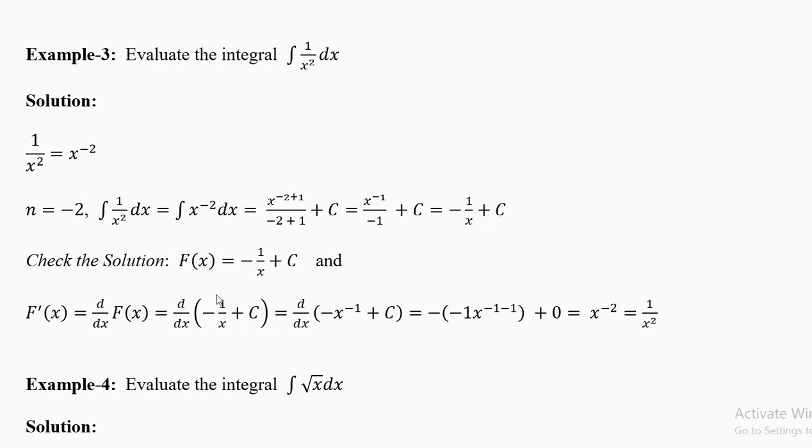Now you differentiate the answer here. You'll get minus 1, it will become minus 2. This minus with this minus will cancel. This minus comes from differentiation, this is from your answer. So x power minus 2 plus 0, which is x power minus 2, 1 divided by x square.